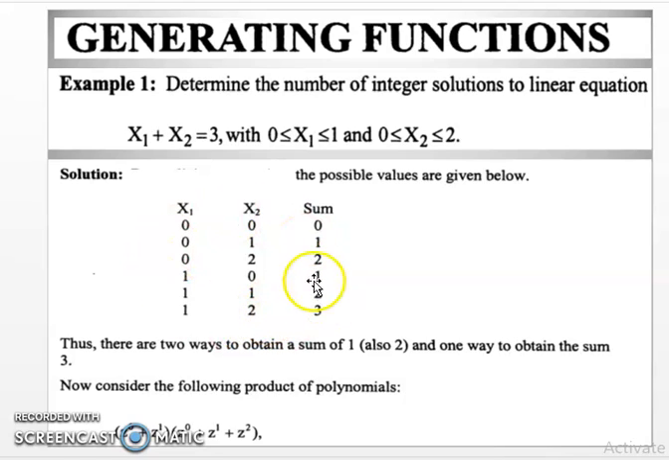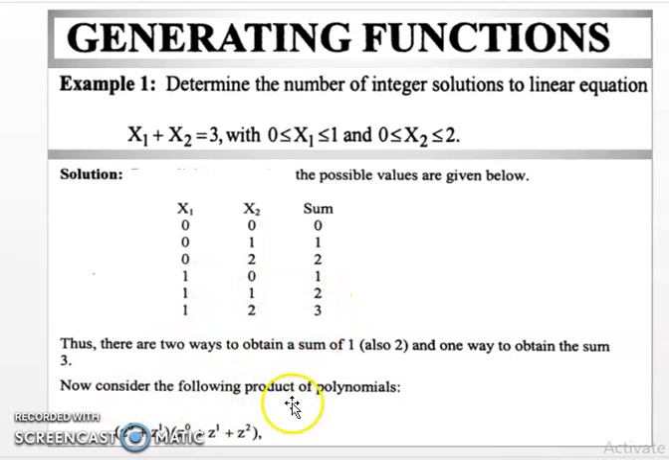In the above possible values, we see that there are two ways to obtain the sum 2, that is 0 plus 2 is 2 and 1 plus 1 is 2. Similarly, for the sum 1, there are two ways, that is 0 plus 1 is 1 and 1 plus 0 is 1. And there is only one way to obtain the sum 3, that is 1 plus 2 is equal to 3.